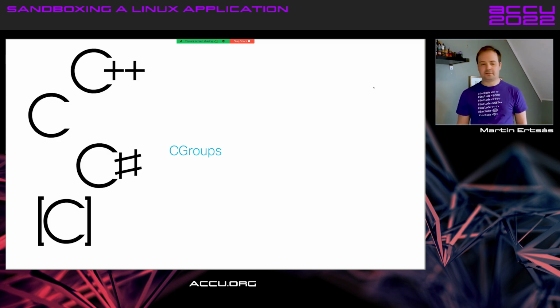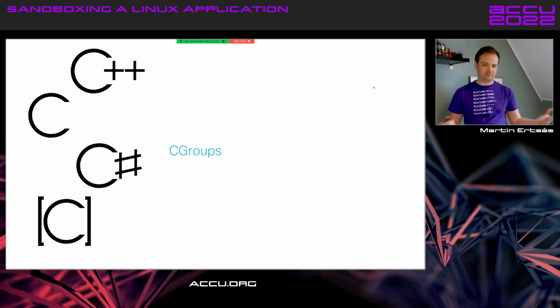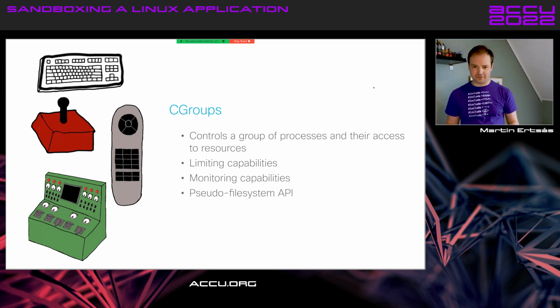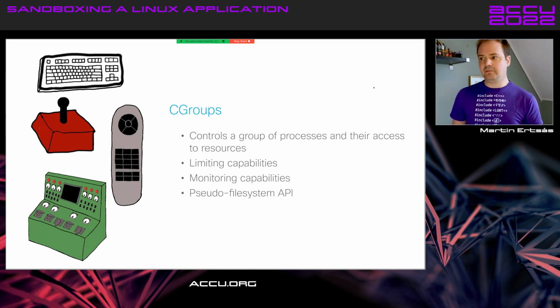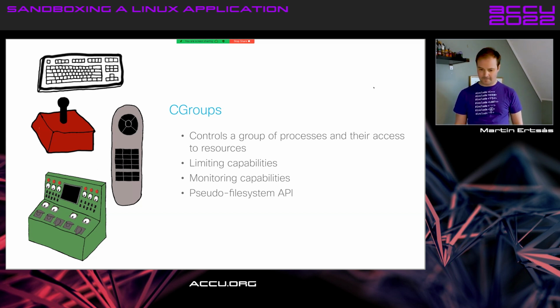Now, the last thing we're going to talk about is cgroups. And this has nothing to do with C, any programming language. It's more like this. Cgroups, or control groups as the official name is, is a way of limiting capabilities of groups of processes and also their access to resources. The API for it is a pseudo file system. Basically, you use file system APIs to go in and configure the kernel to do what you want it to do.